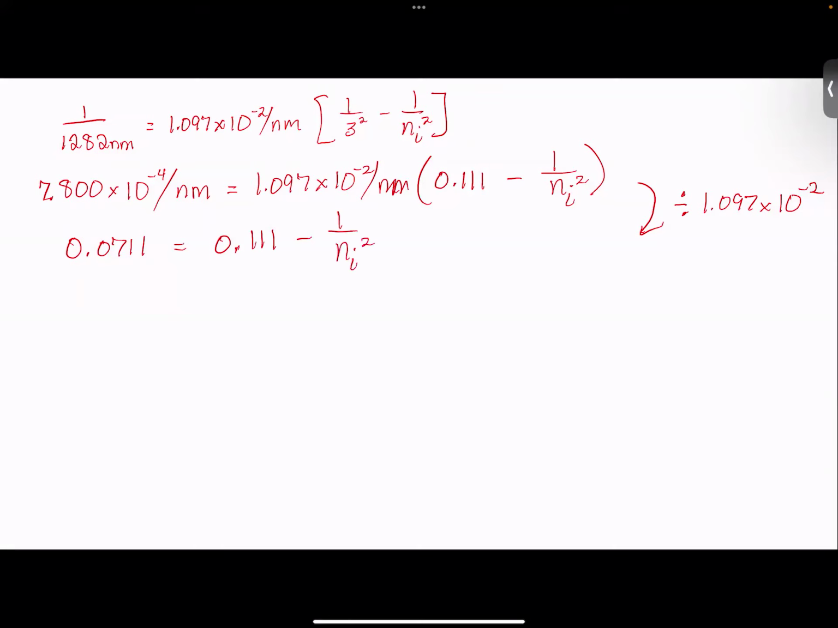The next thing I do is I subtract the 0.111 from both sides. And when you do so, you get a negative 0.03989 is equal to a negative 1 over N sub I squared. My next step is to multiply by a negative 1 so that both sides become positive.